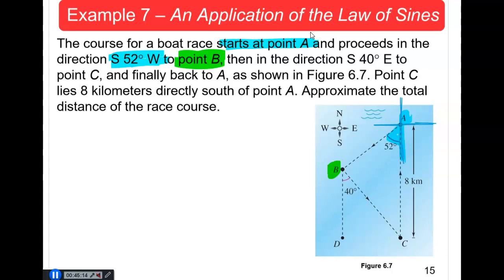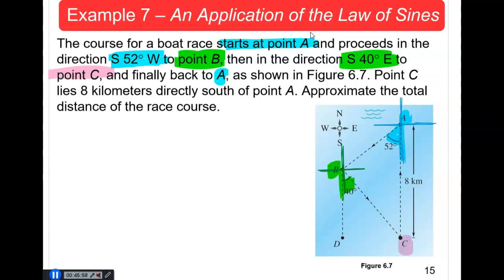Then from there, the direction changes to south 40 east. So if I trace from that point again, the north-south line and the west-east line, and it's saying south, so it will go south and then 40 degrees to the east, so I move to the right. So that will be the bearing, and from there the boat will travel to point C. Now the question, and then it goes finally back to point A, because it's a race, so the course just happens to be a triangle.